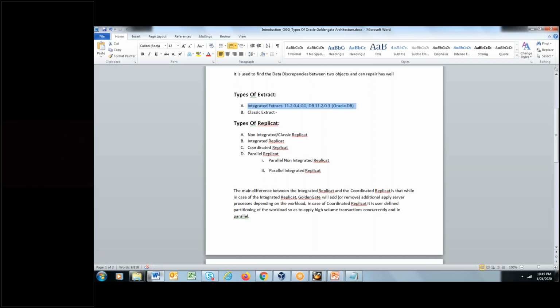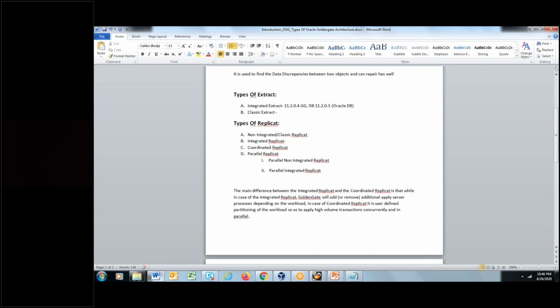So during the session we are using multi-tenant architecture, and we'll be setting up integrated extract and integrated replicate. Now there are multiple types of replicates available. What are the types of replicates available? Non-integrated or classic replicate is available.